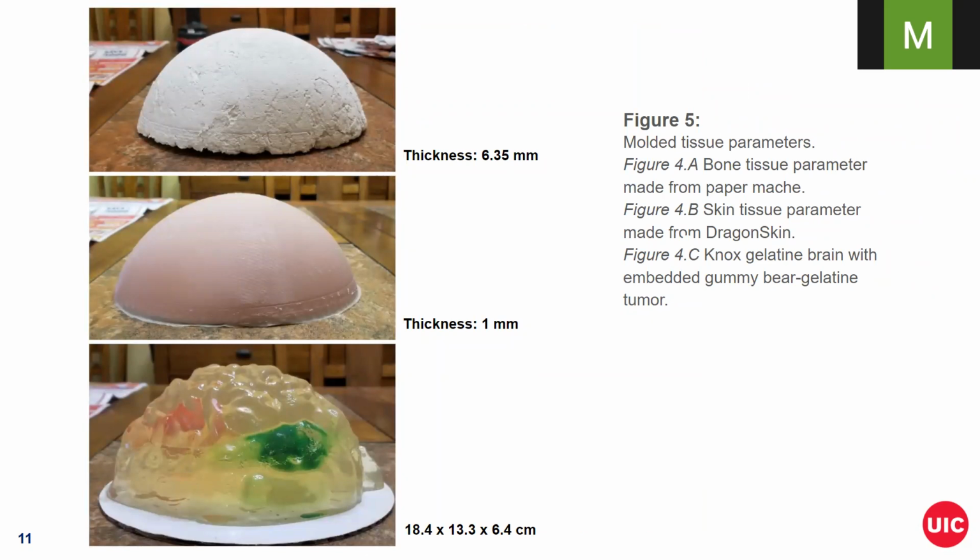Also, previously we faced issues with the melting point of the gelatinous tumor inside of an also gelatinous brain. To fix this, we used gummy bears to construct the tumor, where they were melted and reshaped into a ball and chilled before being inserted into the brain.